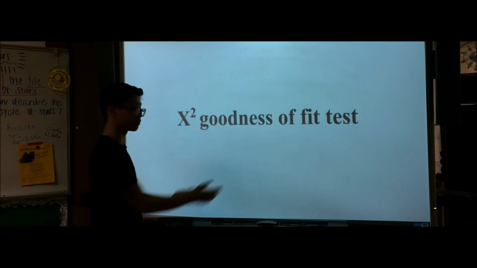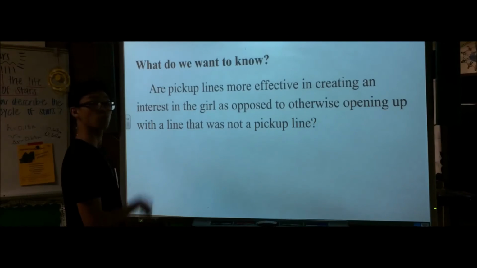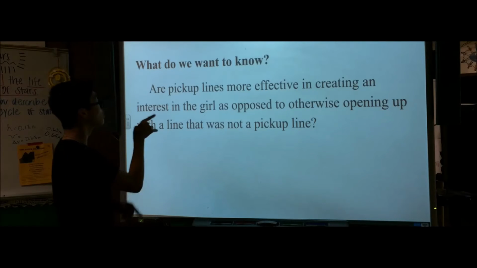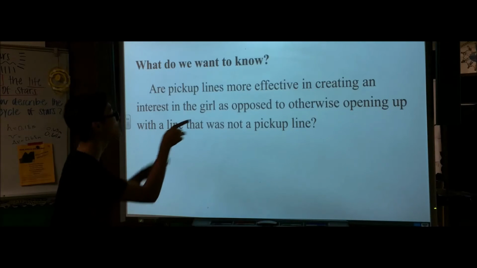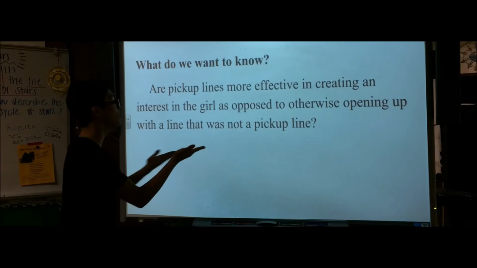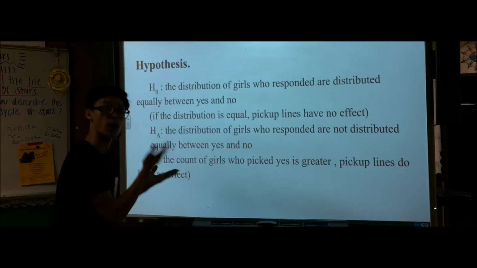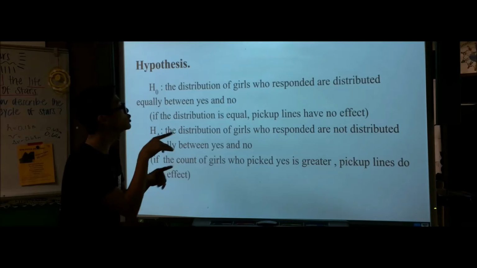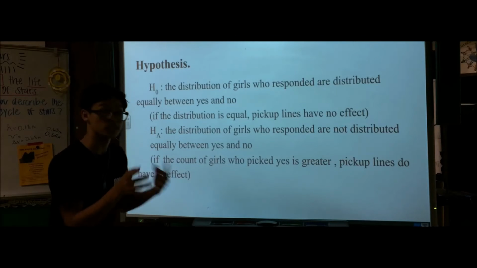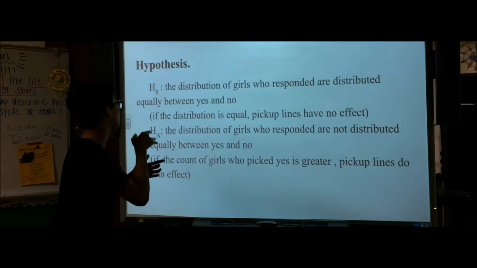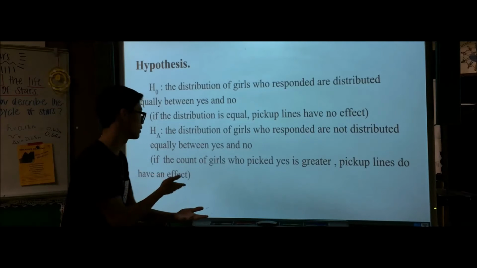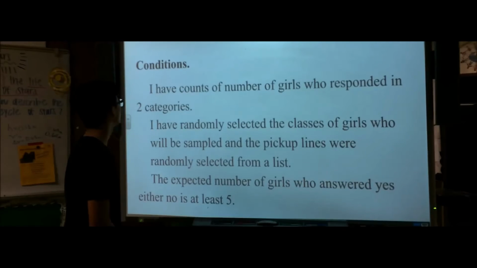Try a goodness of fit test. So here's the chi-squared goodness of fit test. What do we want to know? Are pickup lines more effective in creating an interest in a girl as to otherwise opening up with a line that was not a pickup line? So our null hypothesis is that the distribution of girls who responded are distributed equally between yes and no. Our alternative hypothesis is that the distribution of girls who responded are not distributed equally between yes and no.